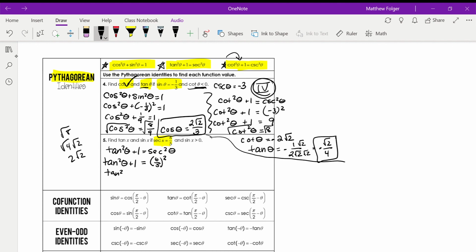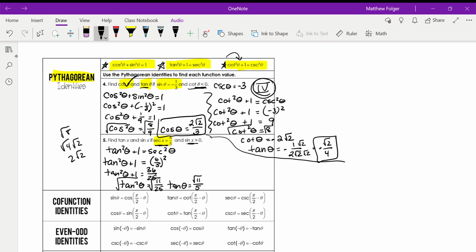Tangent squared theta plus 1 is 36 over 25, which is 6/5 squared. Subtract 1, we get tangent squared theta equals 11 over 25. And then finally, take the square root. Now, what we actually didn't do in the beginning, which is going to be important at this step, is figure out what quadrant we're in. So we have to figure out if that's a positive or a negative number. So let's go back and do that now that I remembered that we had to do that.